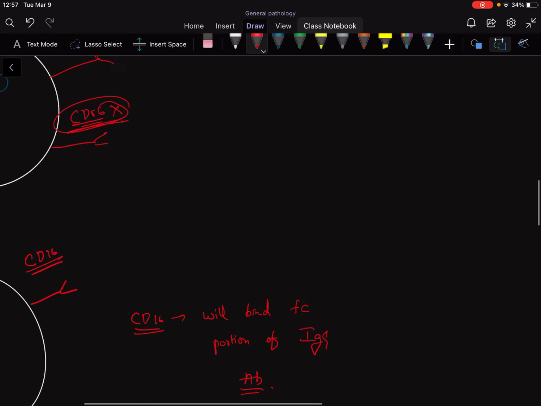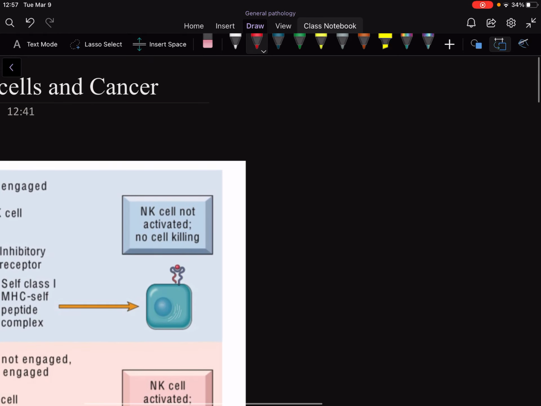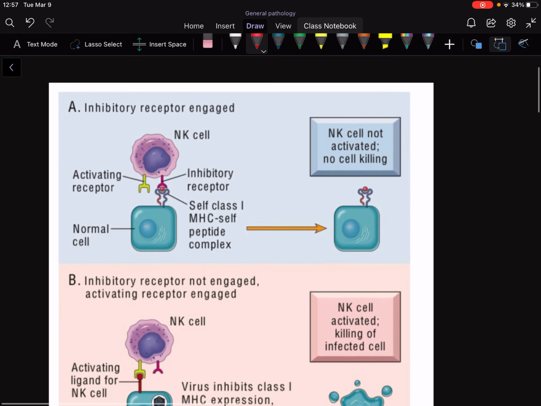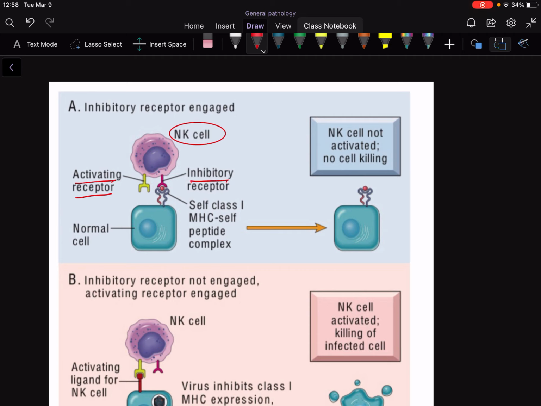We will take a look at the diagram here. As you can see, natural killer cells have activating receptors and inhibitory receptors. This is a normal cell which has the MHC class 1 receptor present on it. It is binding with the inhibitory receptor, hence the natural killer cell is not activated, so no cell killing.